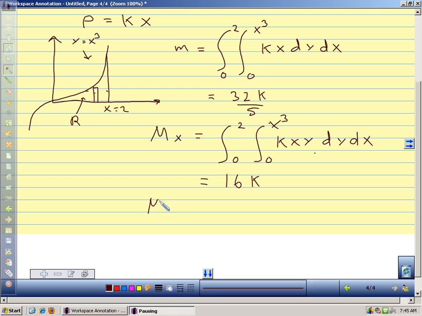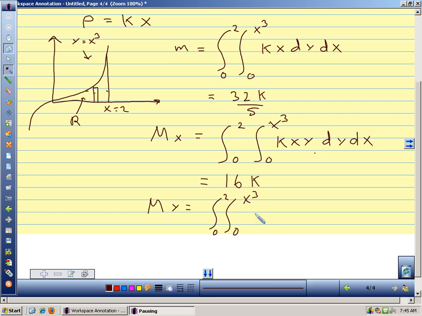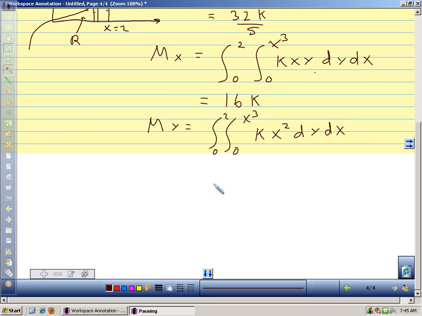For our moment about the y-axis, we have the same region for our integration. So the integral 0 to 2, 0 to x to the third, and we're weighting this by the distance from the y-axis. So we get kx squared dy dx. If we evaluate that, we come up with 32k over 3.